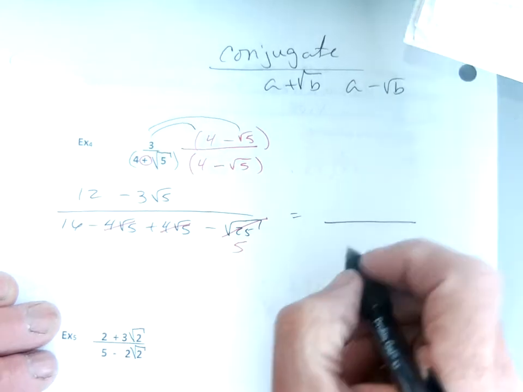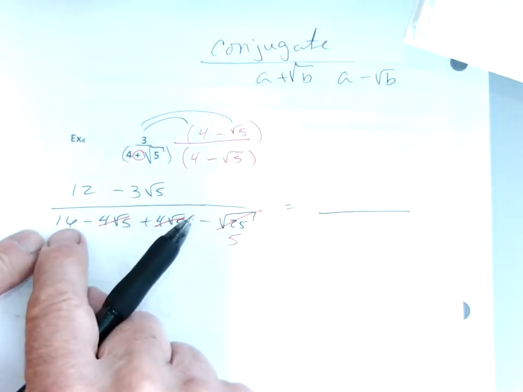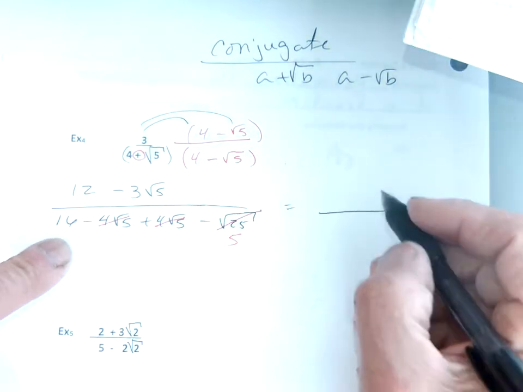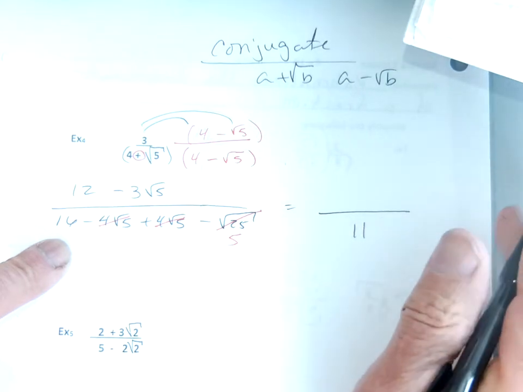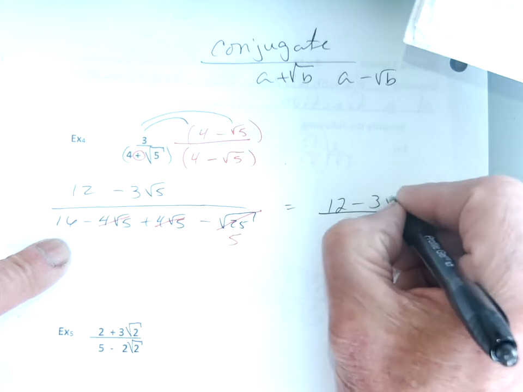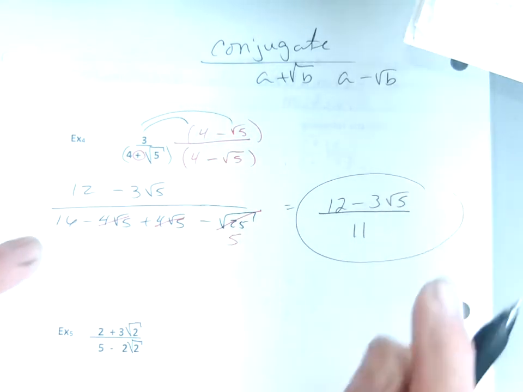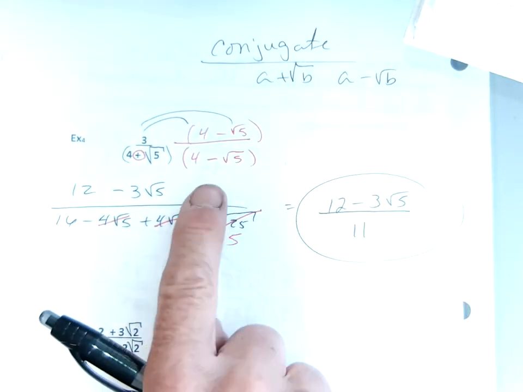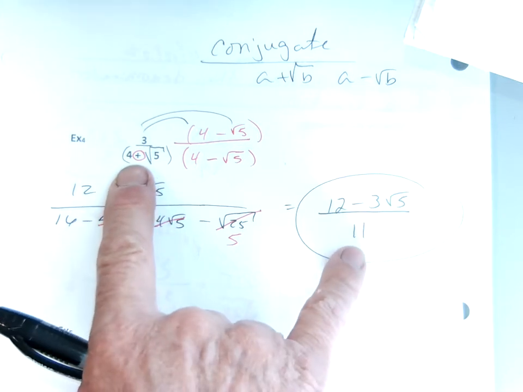So I'm going to have, in the bottom, 16 subtract 5 is 11. It's a whole number. And on the numerator, 12 minus 3 square roots of 5. Okay?